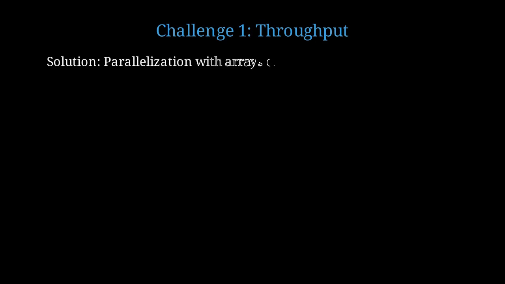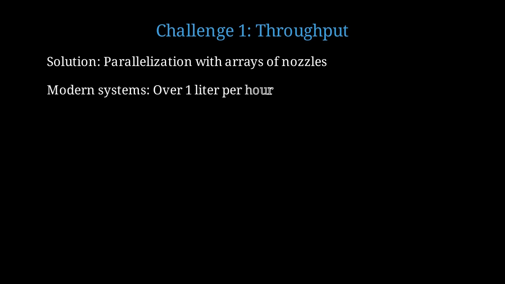The solution is parallelization. We can fabricate arrays with hundreds or thousands of identical nozzles operating simultaneously. This scales up production while maintaining monodispersity. Modern parallelized systems can produce over 1 liter per hour of monodisperse emulsion, which is approaching industrial relevance.